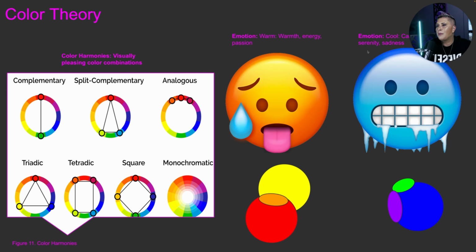Now, I talked a little bit about this before, where a particular color will evoke a specific response from your audience. These colors right here, yellow, orange, and red, can evoke a warm feeling, a sense of warmth or energy or passion. The emotion for this would be cool. Combining purple, blue, and green together can evoke a sense of coldness, sadness, or even peace, something that's serene or peaceful.